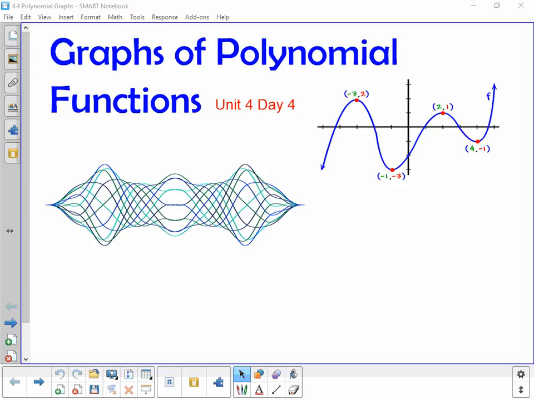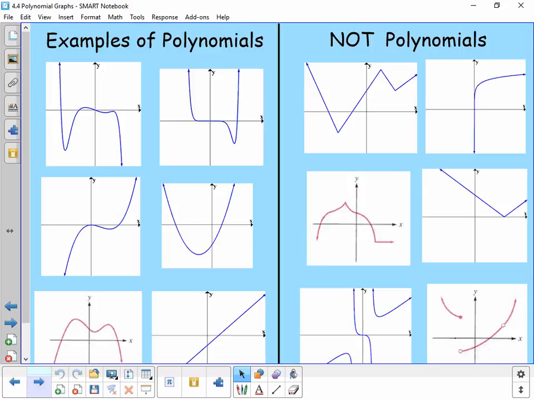All right, this is day 4 of Unit 4. That means we're kind of sort of getting close to the test. This unit has 5 days. So today we're going to be looking at the graphs of polynomial functions.